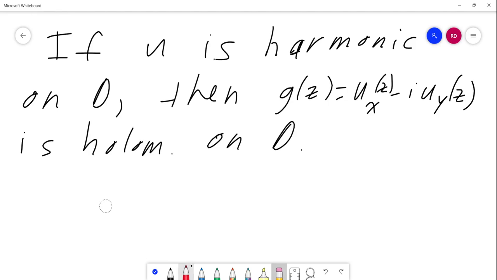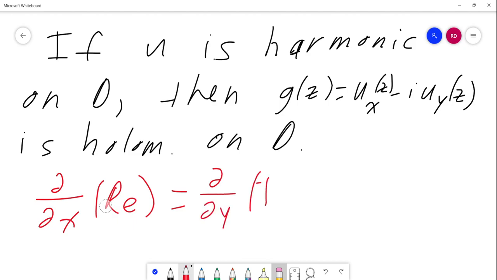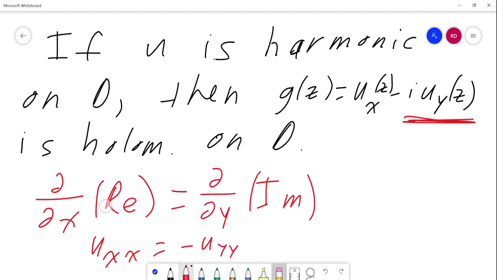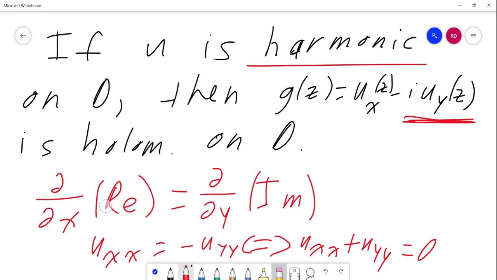So the test here is we take the x derivative of the real part. Let's maybe write it this way. ∂/∂x of the real part should equal ∂/∂y of the imaginary part. So that is to say, u_xx should equal, if we do that here, negative u_yy. Is that statement true? Well, it is equivalent to the statement u_xx plus u_yy equals zero. But that's what being harmonic means. At least that's half of what being harmonic means.